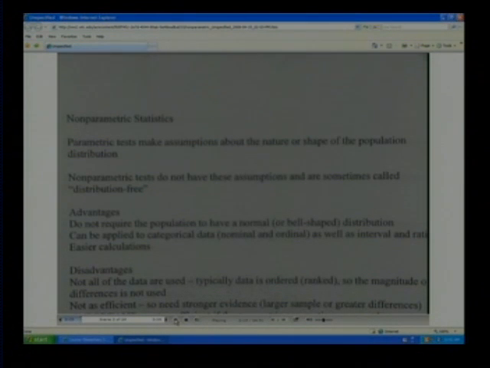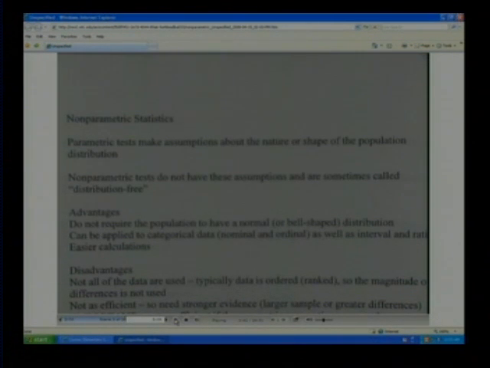Another advantage of the non-parametric is that many times the calculations are easier than they are with the parametric. Some of the disadvantages: one of the main disadvantages is that not all of the data is used. But if the data can't be used otherwise, but you can use it with a non-parametric test, then it's even better.